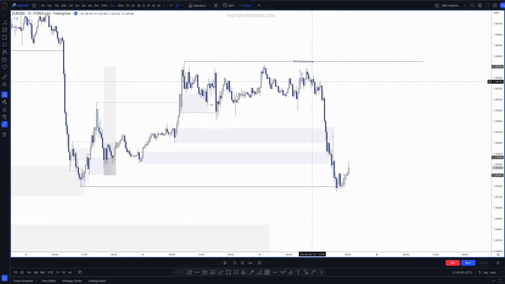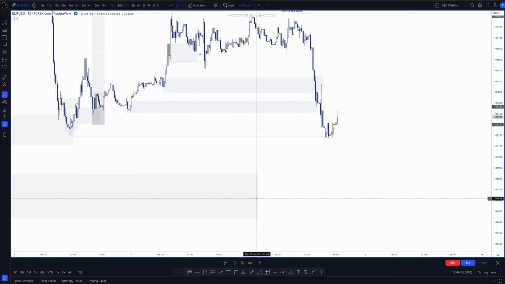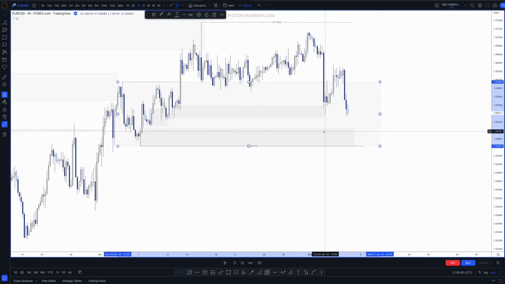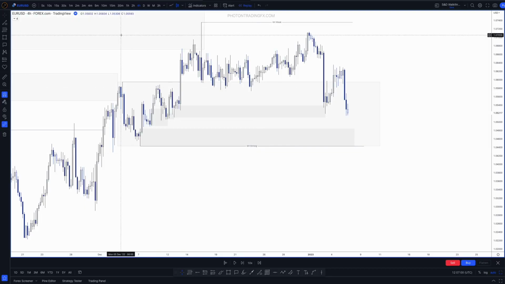This is where I'd be patient. Either wait for price to pull up to here or wait for price to revisit our 4-hour demand zone. Because remember, the higher time frames is what you're going to be focusing on. Okay, patiently look to see if price is going to come down to this 4-hour low, right?